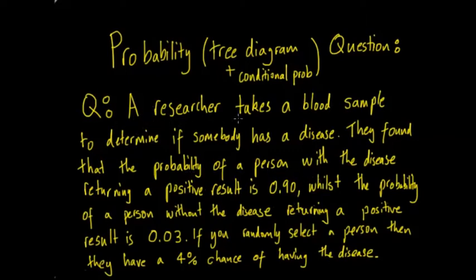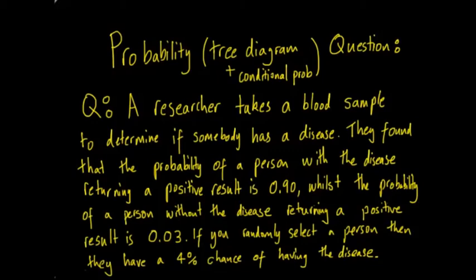A researcher takes a blood sample to determine if somebody has a disease. They found that the probability of a person with the disease returning a positive result, so by positive that means they do actually have the disease, is 0.9, whilst the probability of a person without the disease returning a positive result is 0.03. If you randomly select a person, then they have a 4% chance of having the disease.